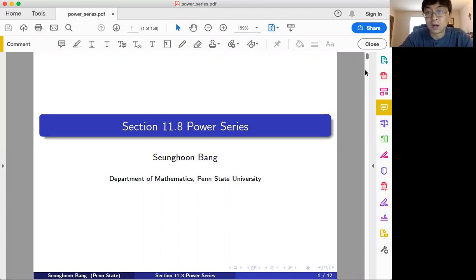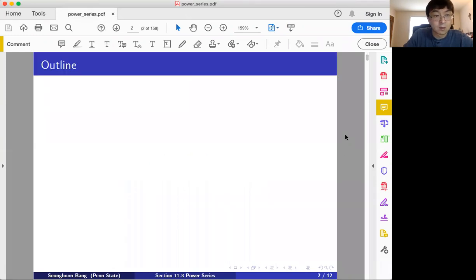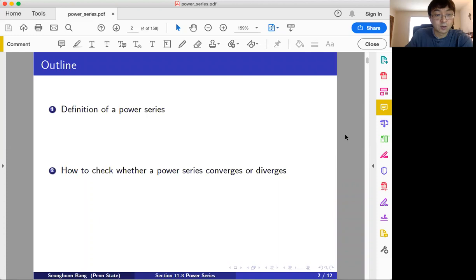Okay, today I want to talk about section 11.8, the power series. This is the outline. I want to talk about the definition of a power series, how to check whether a power series converges or diverges, and third, the definition of radius of convergence and interval of convergence.